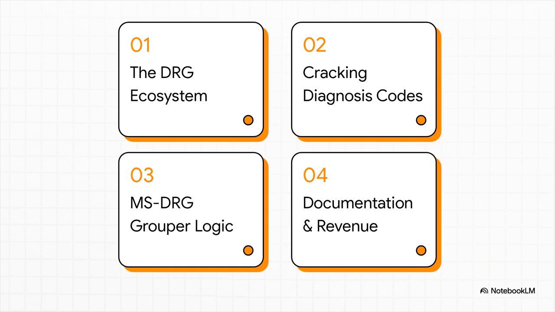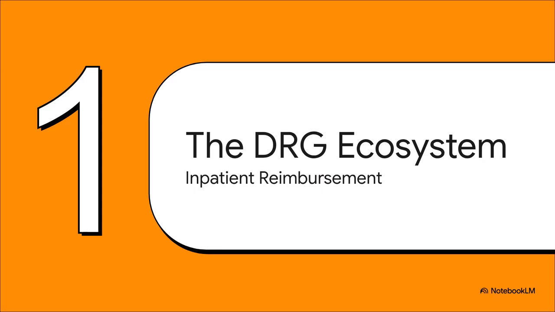Here is our roadmap for today. We've got 1. The DRG ecosystem. 2. Cracking diagnosis codes. 3. The IPDRG grouper logic. And 4. Documentation and revenue integrity.